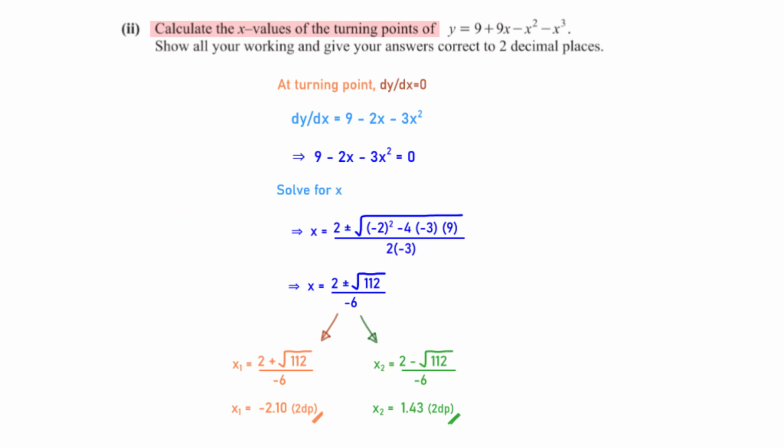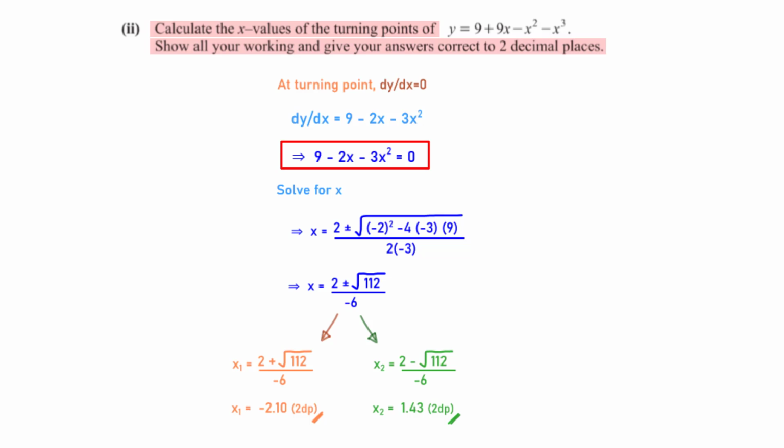Calculate the x values of the turning points of y equals 9 plus 9x minus x squared minus x cubed. Show all your working and give your answers correct to 2 decimal places. At any turning point, dy/dx equals 0. When we differentiate the equation of the given curve, we get dy/dx equals 9 minus 2x minus 3x squared, which we equate to 0.